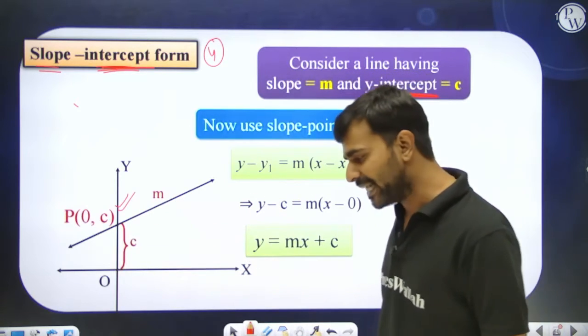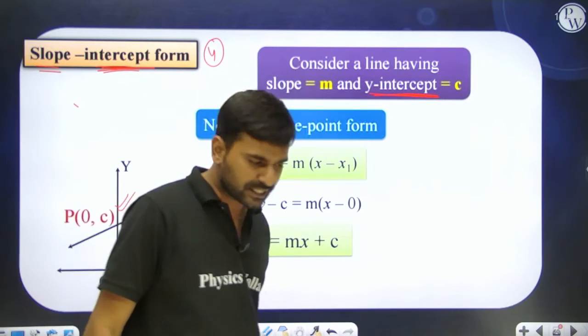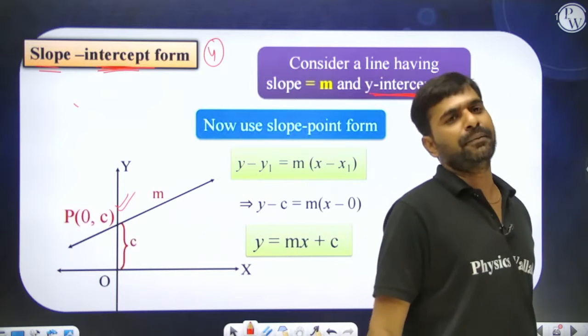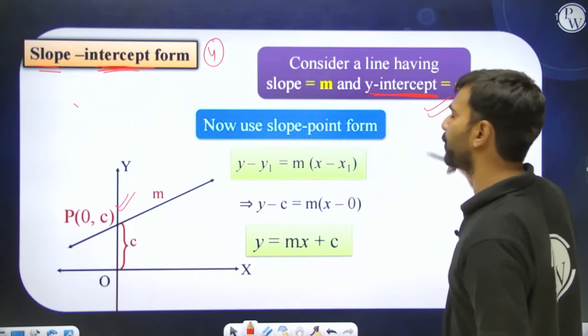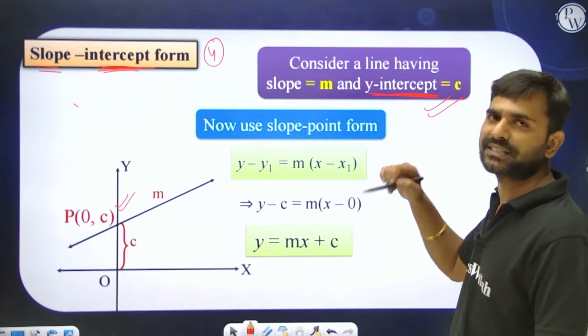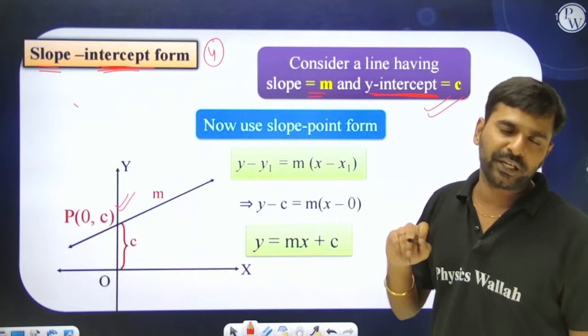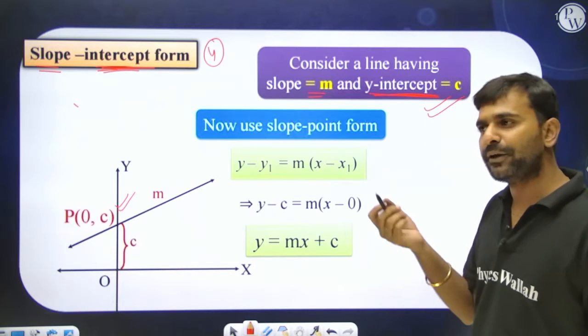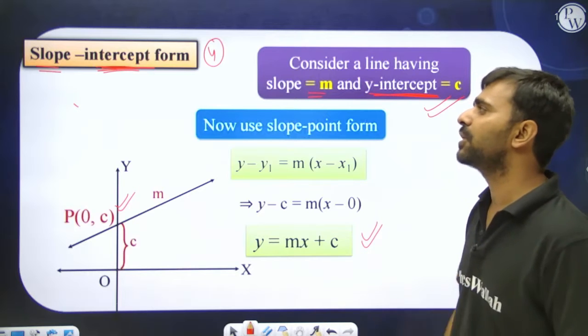If it is given to me that the intercept is minus 4, that means the line is passing through 0 comma minus 4. If the intercept is 4, that means the line is passing through 0 comma 4. So the moment intercept is given to you, you can write down the point, and if point and slope are given to you, you can write down the equation of the straight line by using slope point form. So this y equal to mx plus c represents slope intercept form.